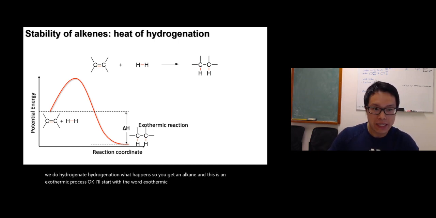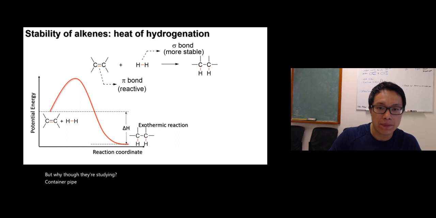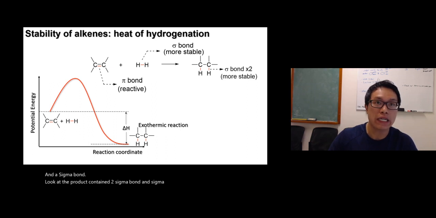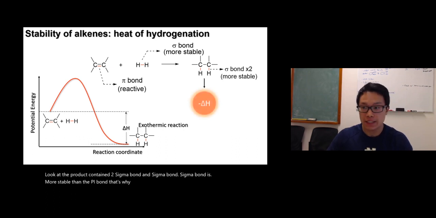You guys know exothermic means it releases energy, but why though? Well, the starting material contains a pi bond and a sigma bond. The product contains two sigma bonds, and a sigma bond is more stable than a pi bond. That's why this process releases energy.